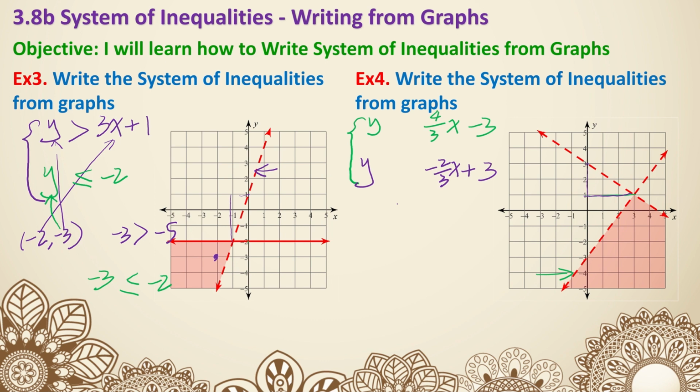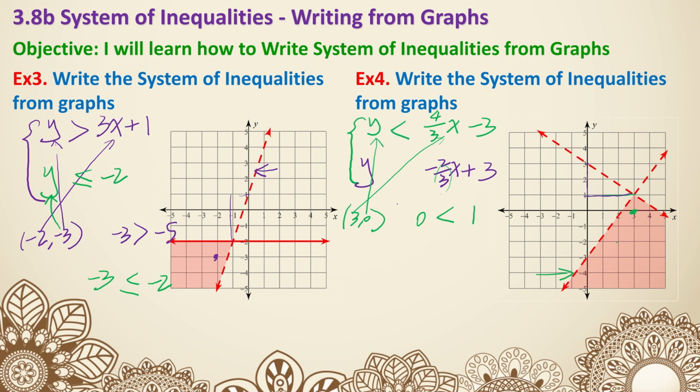For the first line, we can actually use, let's say, 2, -2 to check. Well, actually, since the fractions are all over 3, let's use 3, 0. It's actually easier. 3, 0. Y is 0. The right side, 3 times 4/3 is a 4, minus 3 is a 1. In order to make it work, it's less than. It's a dotted line, so there's no equal sign.